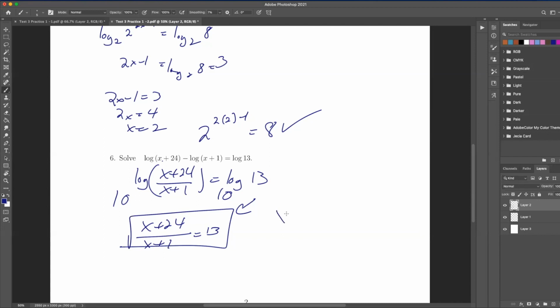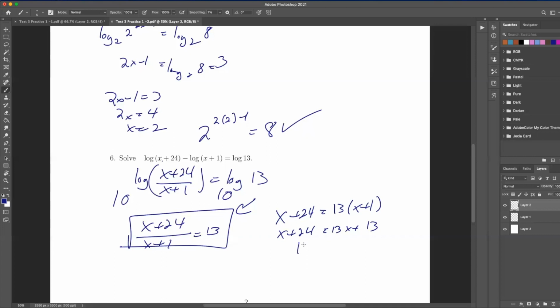And then just to solve it, you're just going to put x plus 24 equals 13 times x plus 1. And then here you just solve this out. So let's do that. So I'll have x plus 24 equals 13x plus 13. So I'll have x equals, hold on, let me not skip that many steps. Let's just move this 13 over.